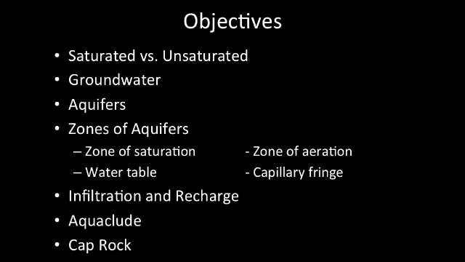Alright guys, so this video is going to be an introduction to groundwater. Alright guys, here are the objectives we're going to get into for this unit.